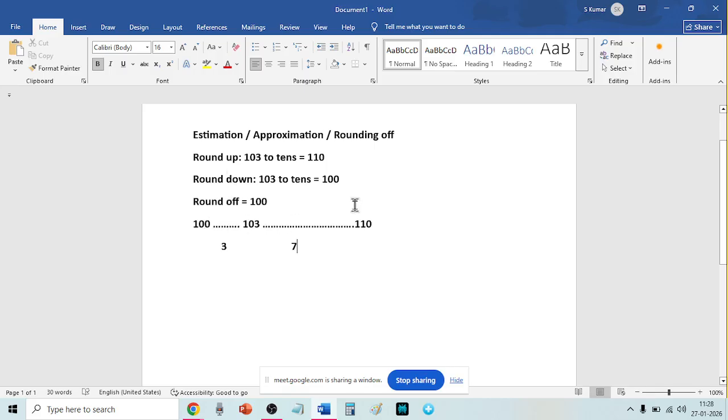Round up, always bigger value. Round down, always smaller value. Round off means whichever is closer, whichever is nearer. Less gap, smaller difference. Got it? Round up means always take the higher value. Even if it is 101, you will take 110. But in round down, you will always take the smaller value. 199, that also you will take 190 if it is tens. But in round off, whichever is closer, whichever is nearer.